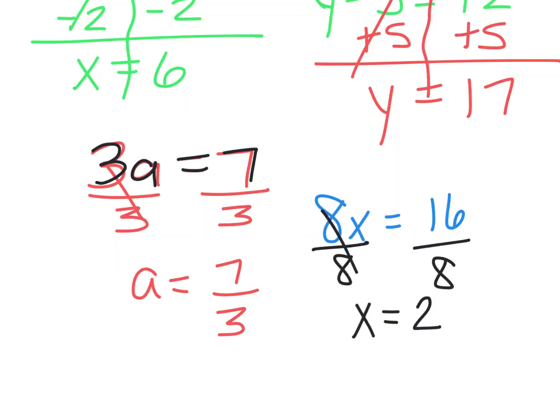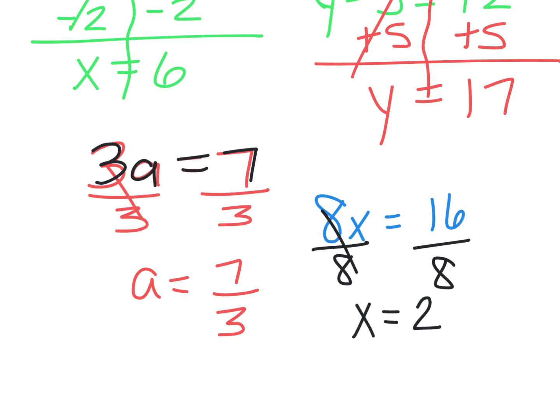Not sure if I recorded that, so sorry if you're listening to this. Let me double check one more time. These two side by side mean multiplication. Divide by whatever it's being multiplied by, and you do that to both sides. So a equals 7/3.